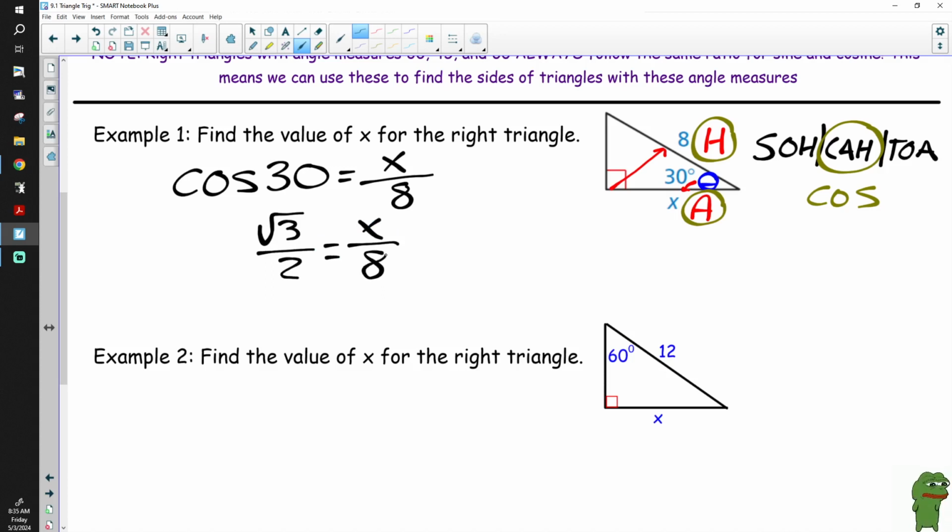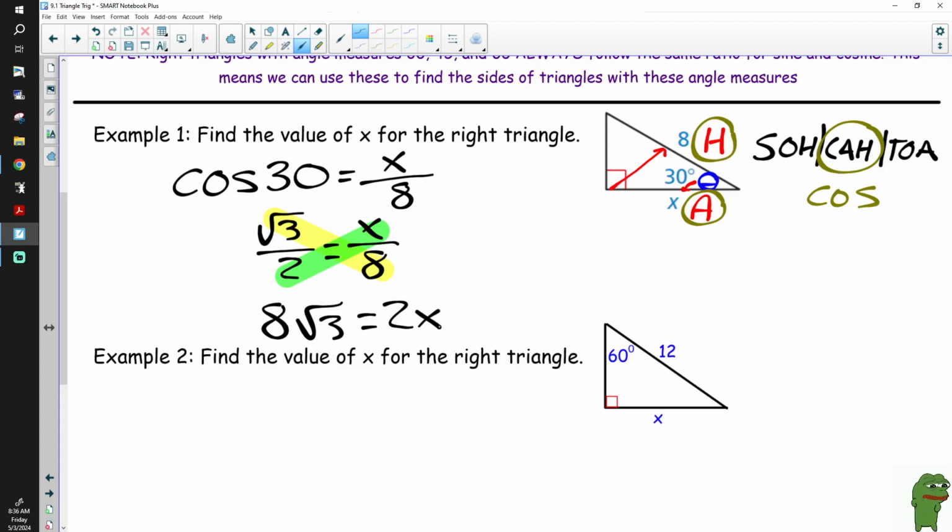And from here, it's like back in the day when we did cross multiplication. I multiply square root of 3 and 8, and then I multiply 2 and x together. When I get that, 8 times the square root of 3 is 8 square root of 3. 2 times x is 2x.